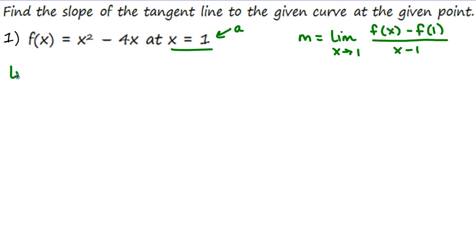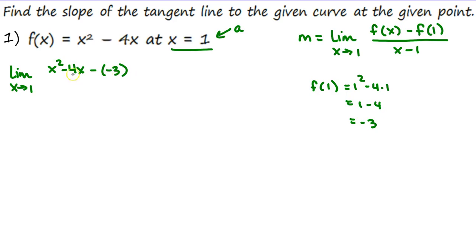Okay, so we have the limit as x approaches 1 of f of x, that's our function, minus f of 1. Let's figure out what f of 1 is. F of 1 would be 1 squared minus 4 times 1, and that's 1 minus 4, that's negative 3. So we have minus negative 3 over x minus 1. Okay, so that was f of x minus f of 1 over x minus 1.